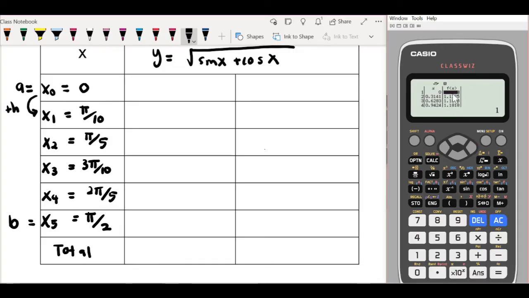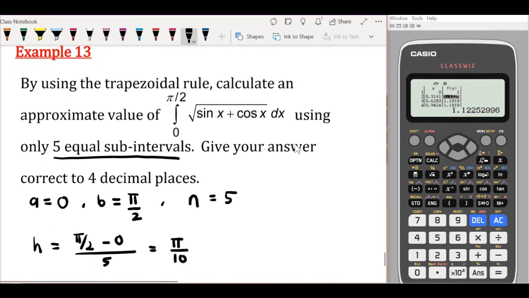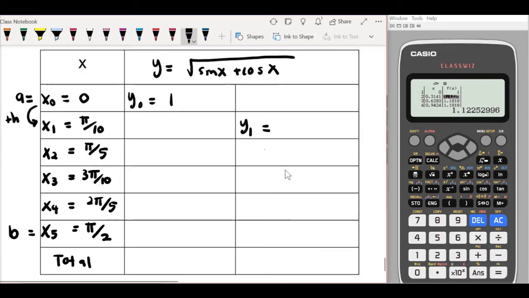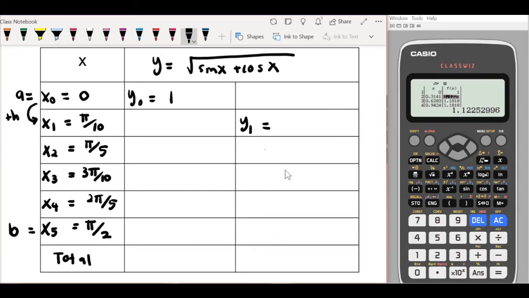So the first one would be the first value of y. In this case, our y0 would be 1. Okay, next, for the second value of x, y1, we will use the third column. Why do we do this? After this, I will explain it more. And for decimal places, because the question asks for 4 decimal places, as usual your calculation will have more decimal places than the final answer. So I will provide 5 decimal places here.